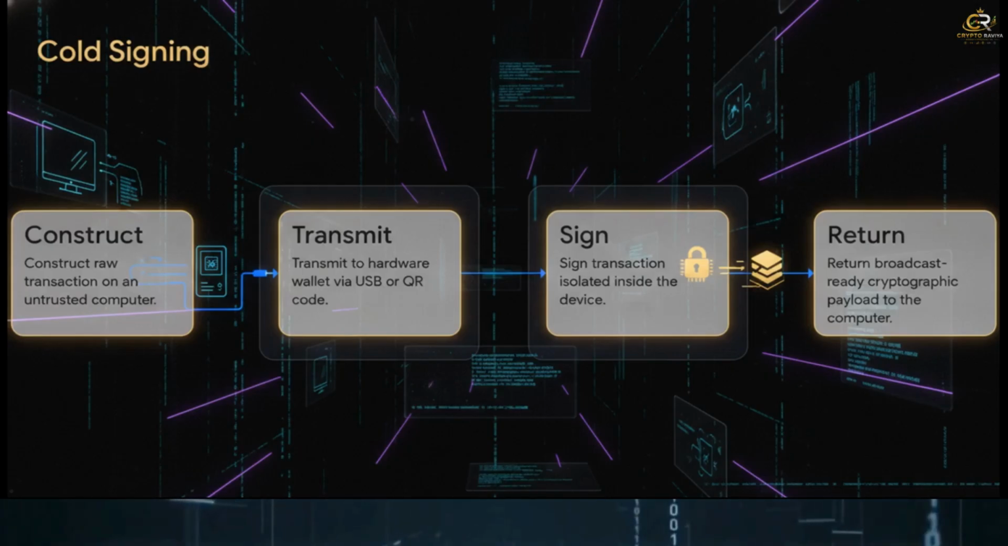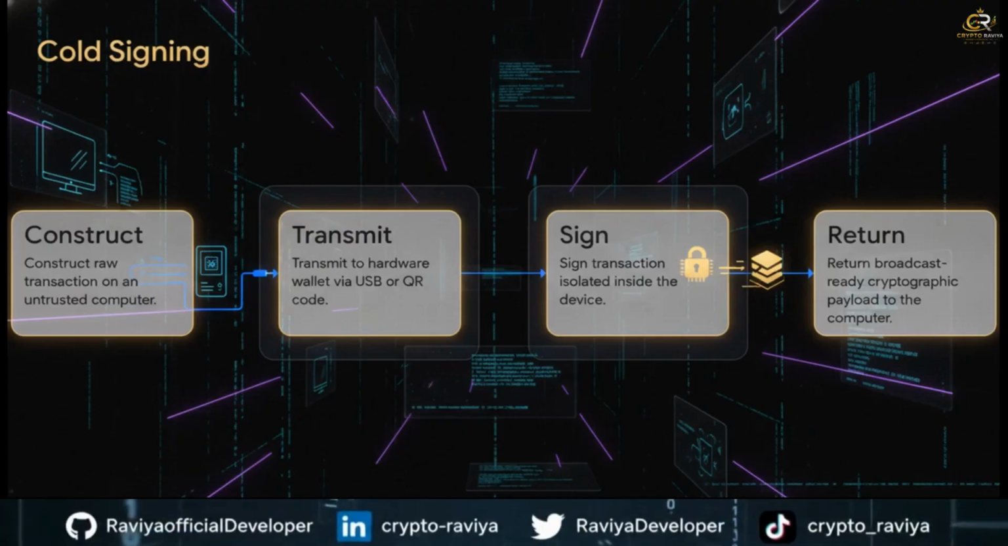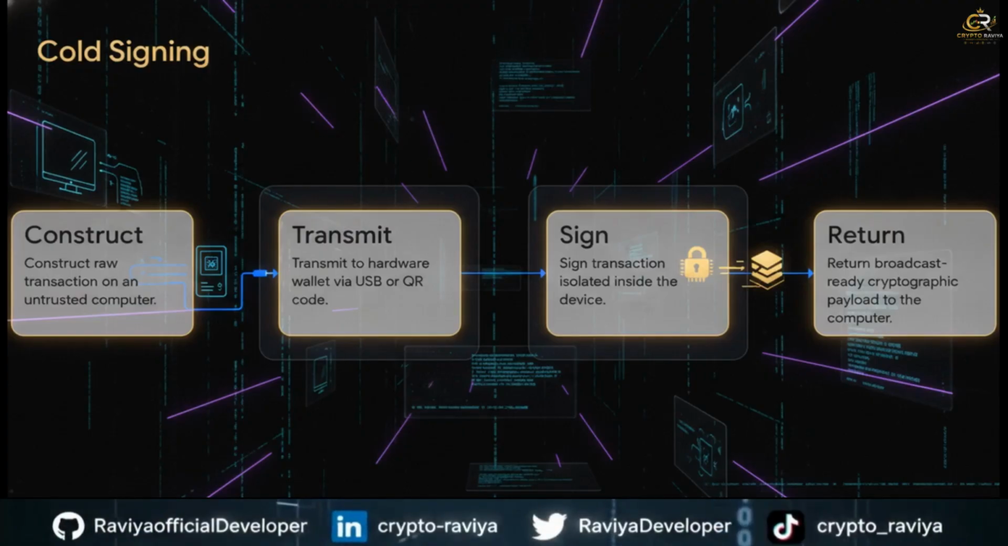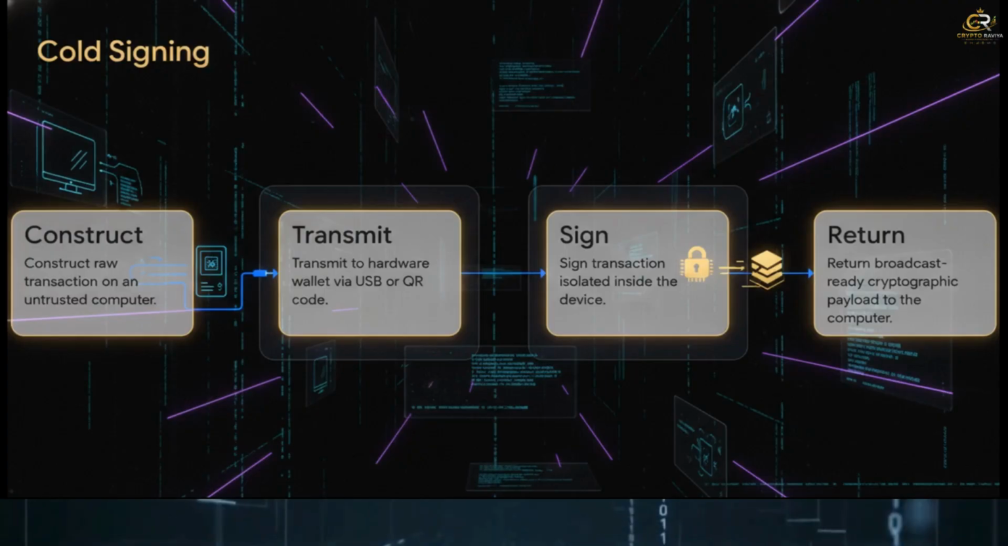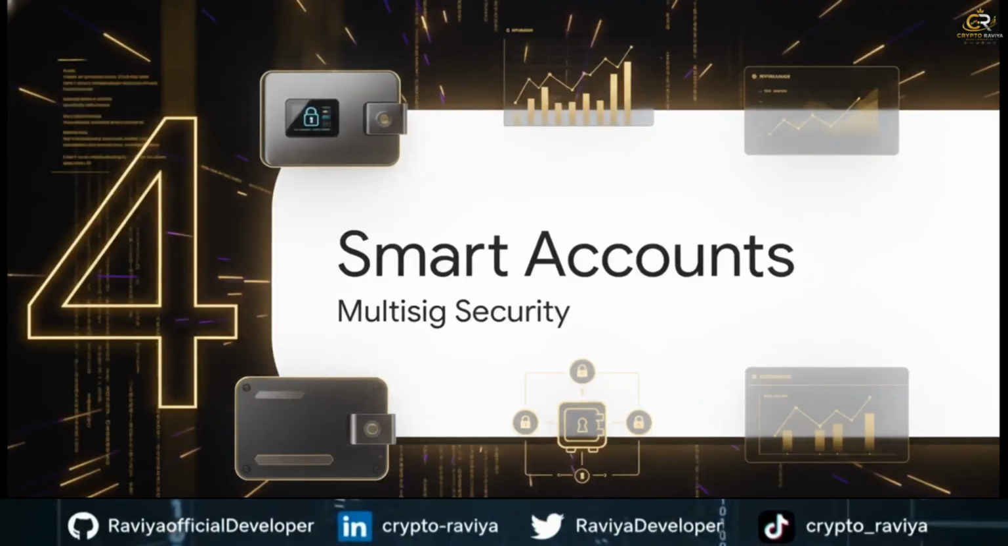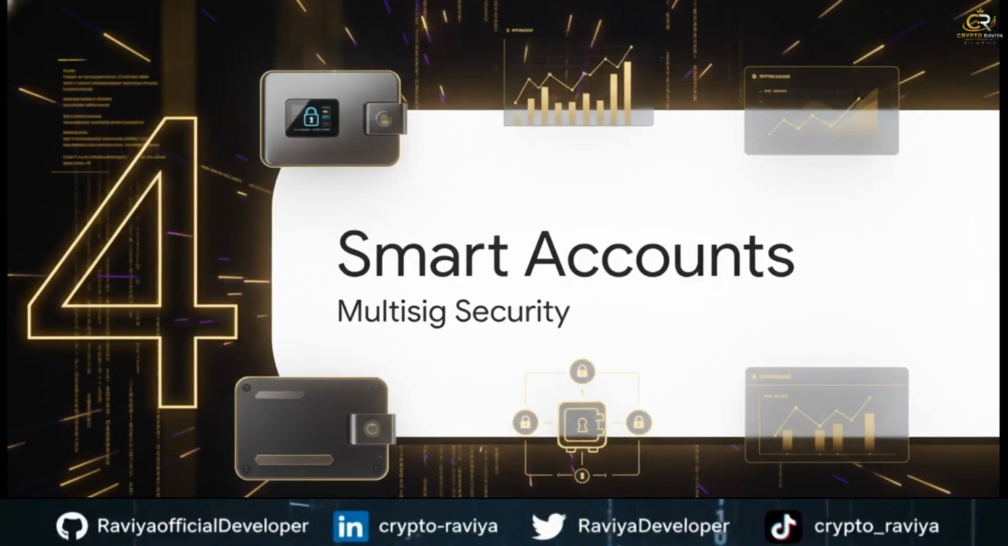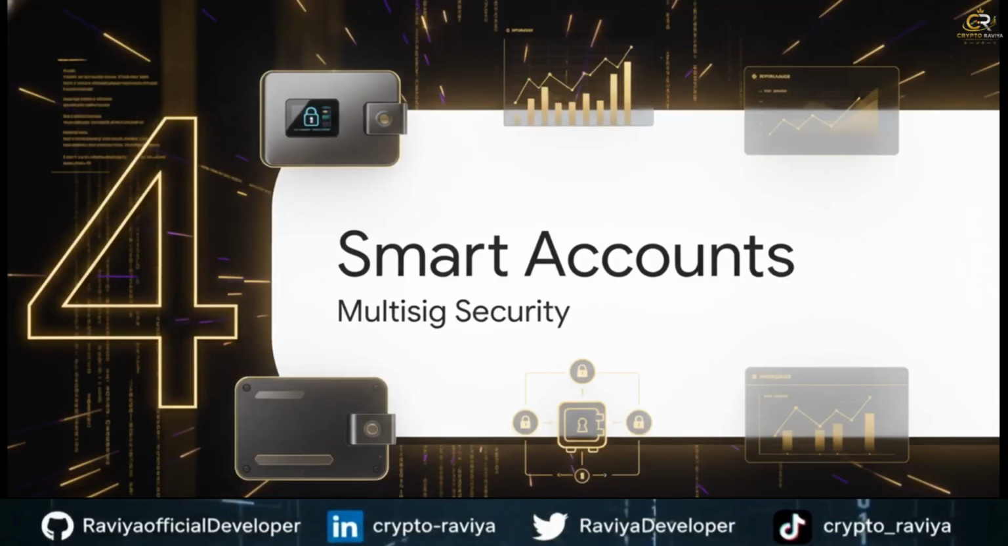And finally, it passes back a signed broadcast-ready cryptographic payload. The private key stays locked in the vault. Only the mathematical signature ever leaves. But what if you lose that hardware device? Or, what if you're managing millions in a corporate treasury?